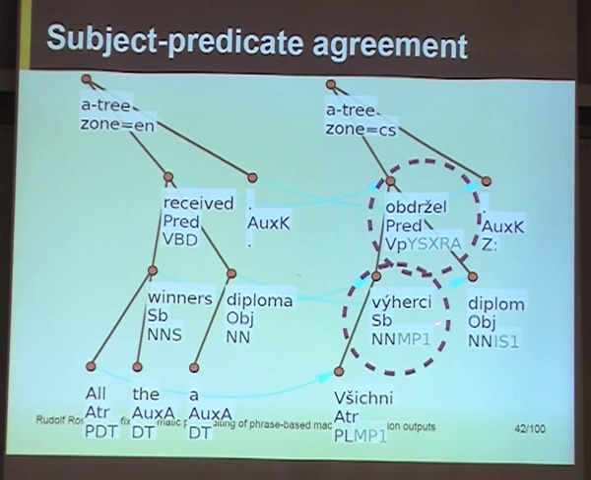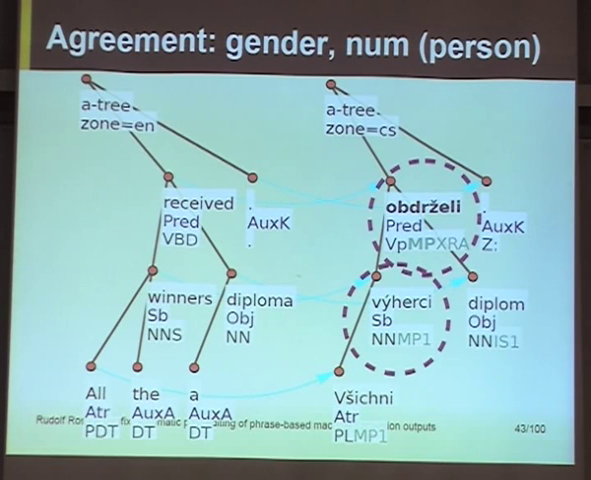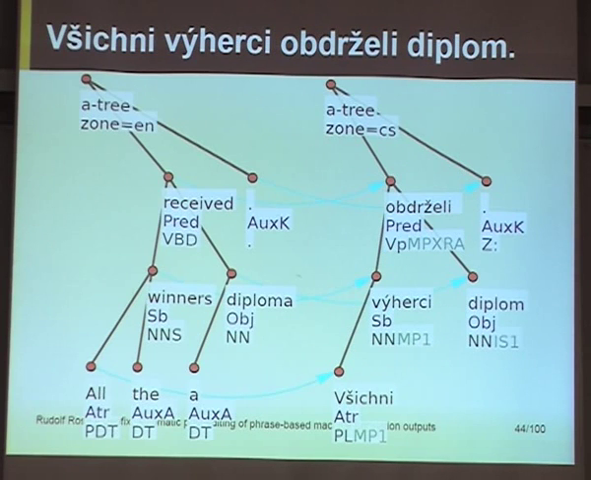So the problem is here again: subject, predicate, agreement. So we already know that this is the subject thanks to the previous fix, and fortunately, we have the correct label here for the predicate. So now we simply check the categories of these two, because Czech requires agreement in gender, number, and person between the subject and the predicate. So again, we can project the categories from here to here, from here to here. And now we have a correct sentence.